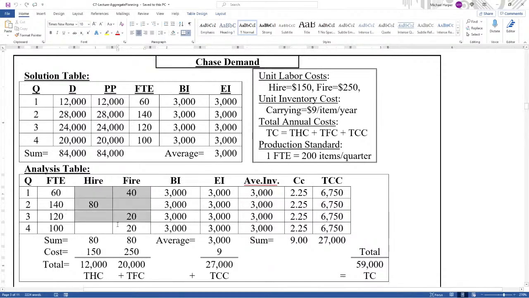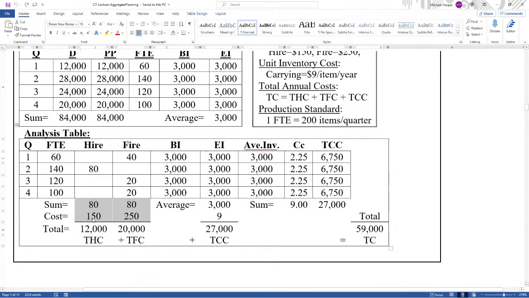When I add my hire and fire here, notice there's 80 and 80, and the reason they're 80 and 80 is because the annual production equals annual demand. And if this is true, then your hiring and firing will always be equal. If this is equal, this is equal, and then you multiply. In this case, you multiply by unit cost, and there's your hiring and firing cost.